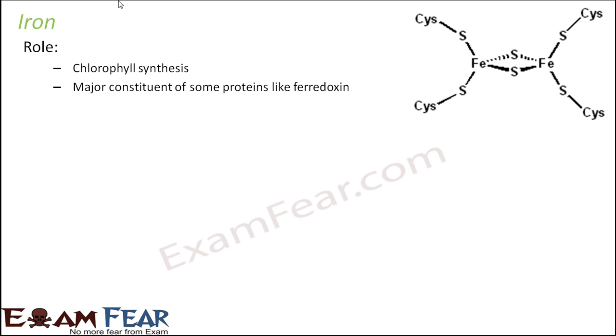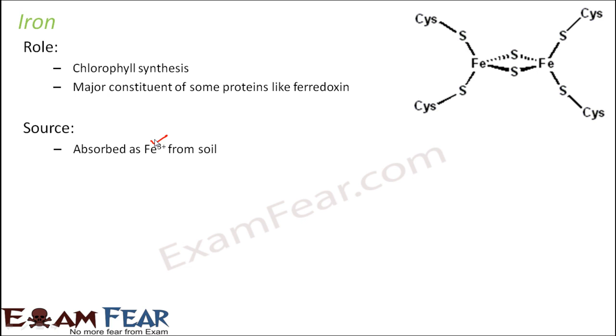It is also a major constituent of some proteins like ferredoxin, and these proteins help in electron transfer in many metabolic reactions which take place inside a plant. Not only that, when we talk about the source of iron, from where do we get it? It is absorbed as ferric iron, that is Fe3+, from the soil.